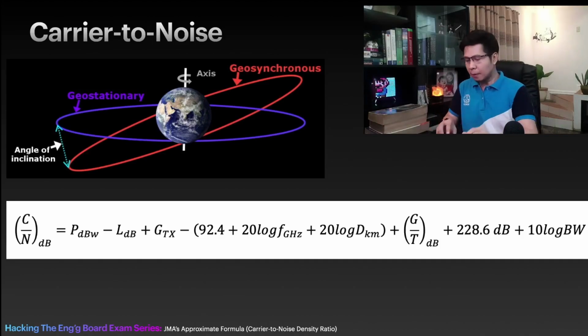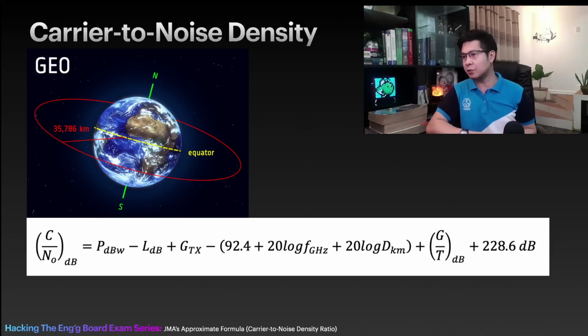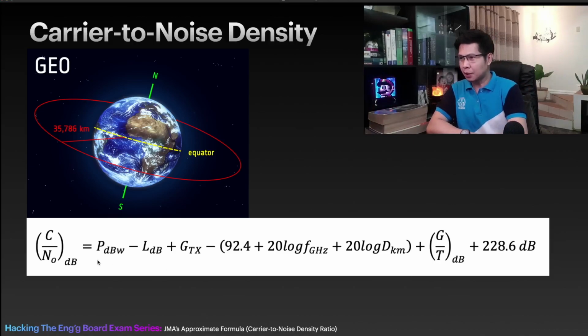And yun naman pong pangalawa, pag-uusapan natin, yung carrier to noise density ratio naman, is kung napansin nyo, same lang, ang pagkakaiba lang is wala tayo ng bandwidth dito. So wala dito yung bandwidth. So this is simply the EIRP, this three here, collectively called as EIRP, minus the attenuation due to the distance involved and frequency, plus yung ating FOM in dB, plus the Boltzmann's constant. So, plus 2 to 8.6.